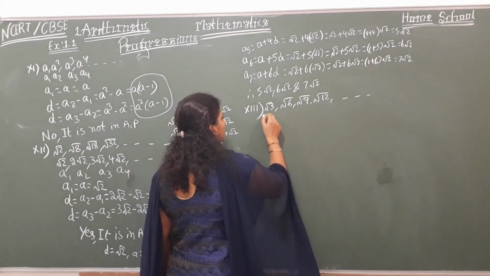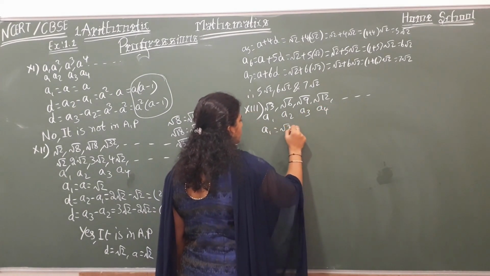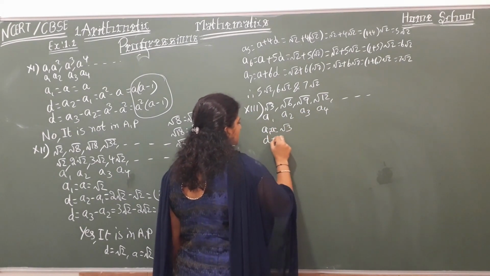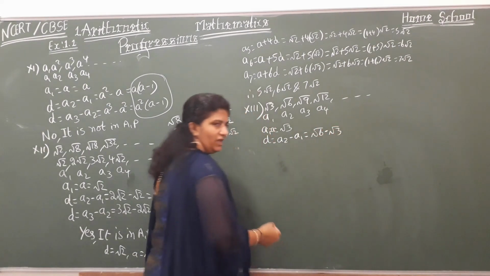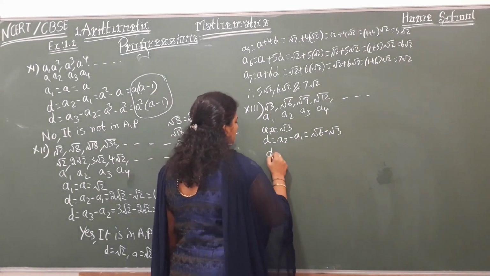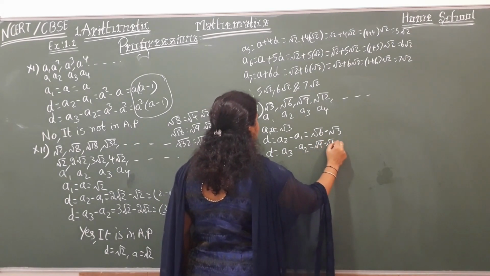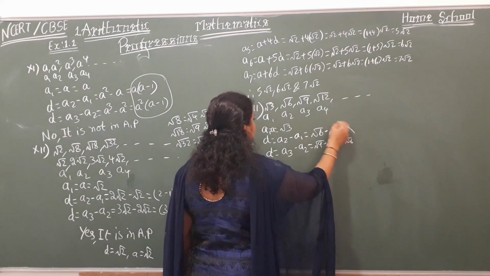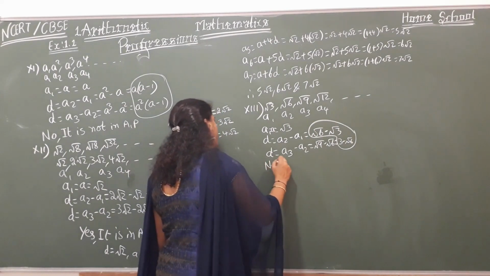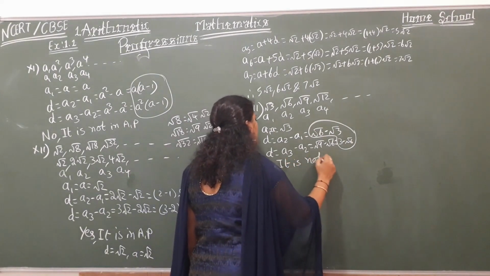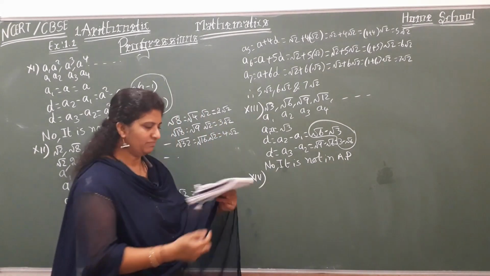Let's check it out. A1, A2, A3, A4. A1 is equal to root 3, that is equal to A. D is equal to A2 minus A1, root 6 minus root 3. I cannot simplify further, so as it is. Another D, A3 minus A2. What's A3? Root 9 minus root 6. Can write it as 3 minus root 6. Directly these two are not constant. Therefore, no, the given sequence is not in arithmetic progression. End up here itself. No need of continuing further.